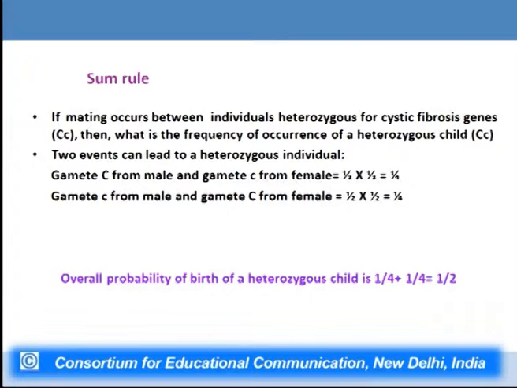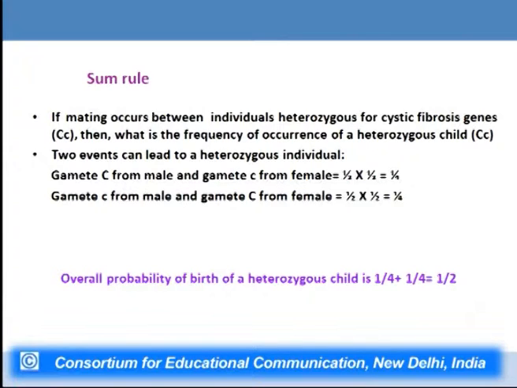The probability of a sperm carrying capital C allele is 1 by 2, and for carrying small c allele is also 1 by 2. So, the total probability is 1 by 4, and similarly a gamete with small c from male and capital C from female will also be 1 by 4. So, the overall probability for this event of birth of a heterozygous child will be 1 by 4 plus 1 by 4. So, it will be 1 by 2.